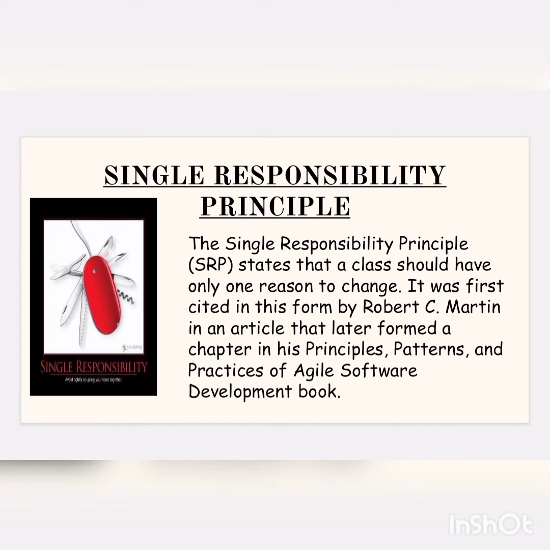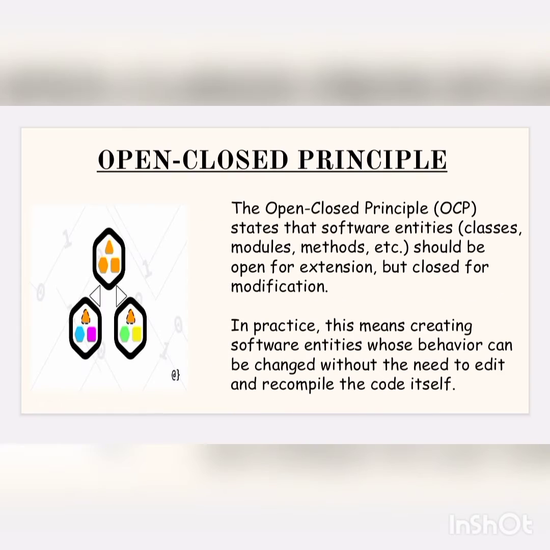The single responsibility principle states that a class should have only one reason to change. It was first stated in this form by Robert C. Martin in an article that later formed a chapter in his Principles and Practices of Agile Software Development book. The idea behind the SRP is that every class, module or function in a program should have one responsibility or purpose in a program. Moving on to the next slide, open closed principle.